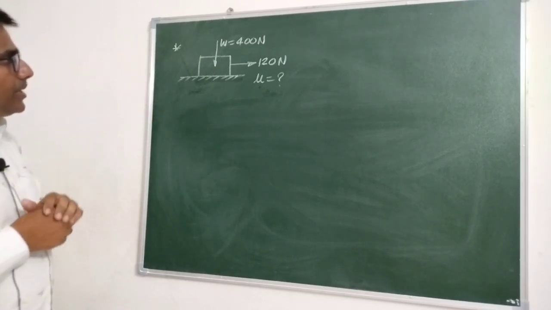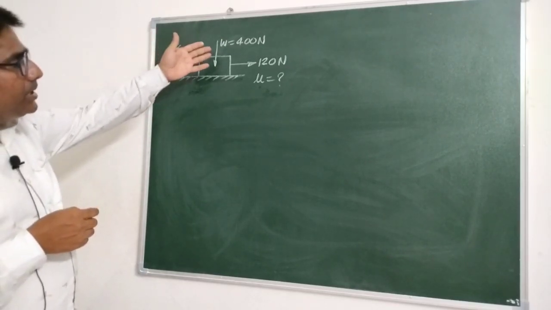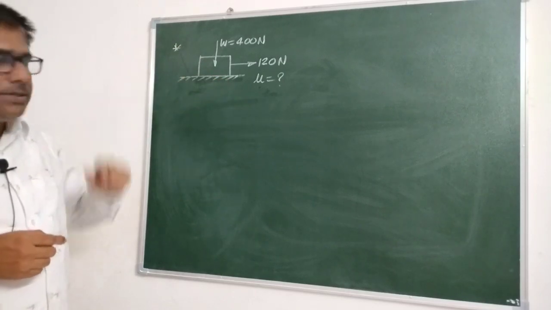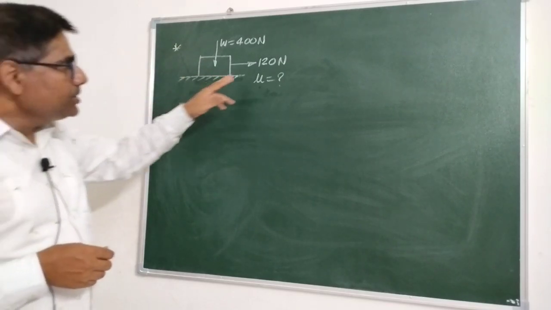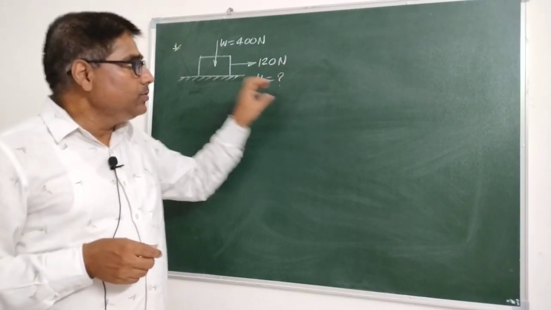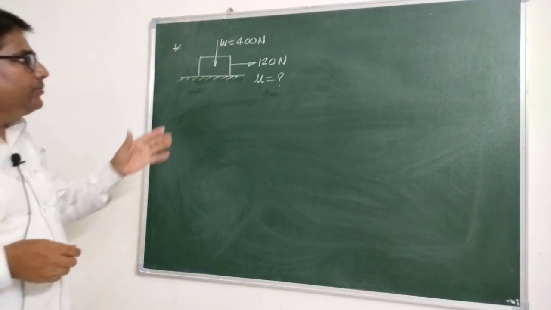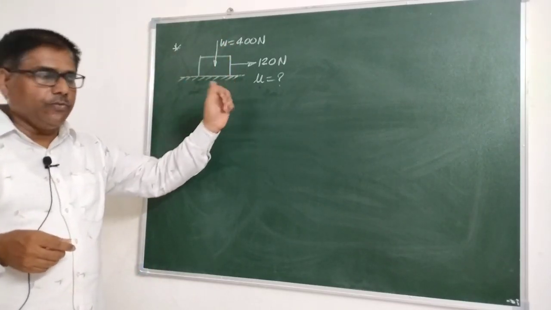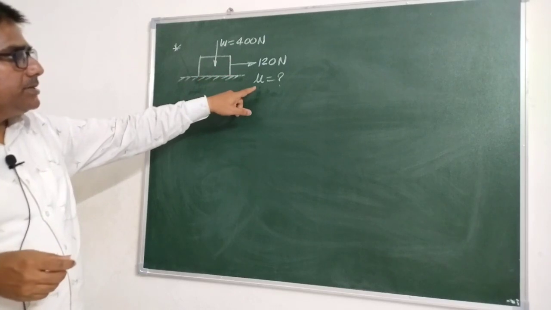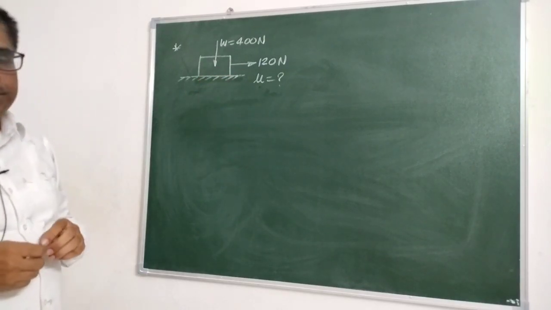This is our problem. A weight of 400 Newton block is resting on horizontal surface and a push of 120 Newton is required to move this block. Then what is the coefficient of friction mu? Under these conditions, what is the value of coefficient of friction?